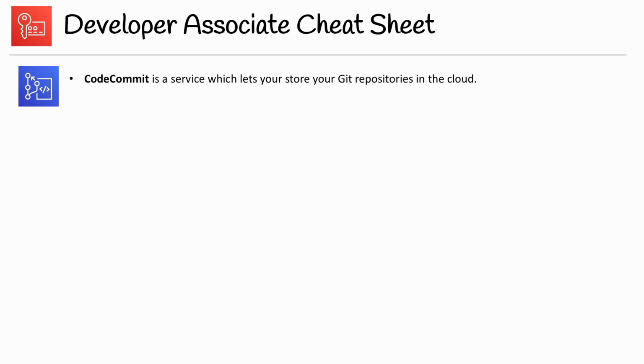So here we're onto the Developer Associate cheat sheet, and this is just a bunch of loose things that didn't deserve their own cheat sheet, so I just decided to wrap it all up in a single cheat sheet. The first is CodeCommit, a service which lets you store your Git repositories in the cloud, and CodeCommit is in scope of many compliance programs such as HIPAA. So the emphasis here is that CodeCommit is really good about security for Git repositories.